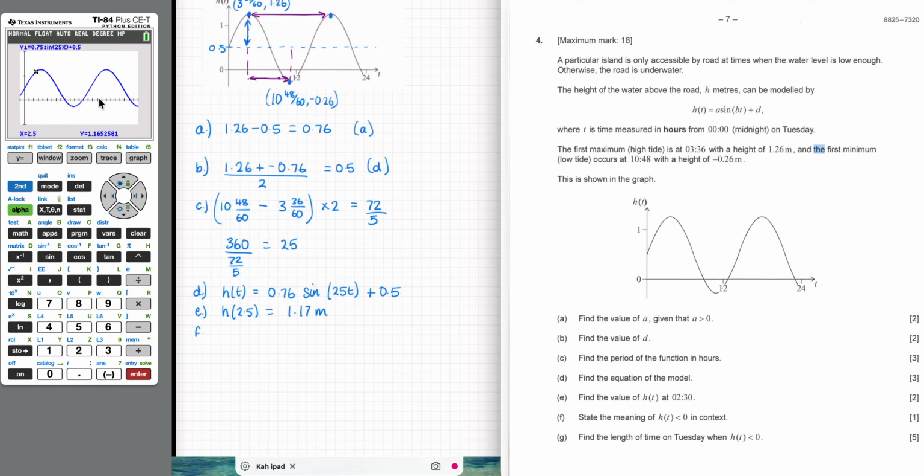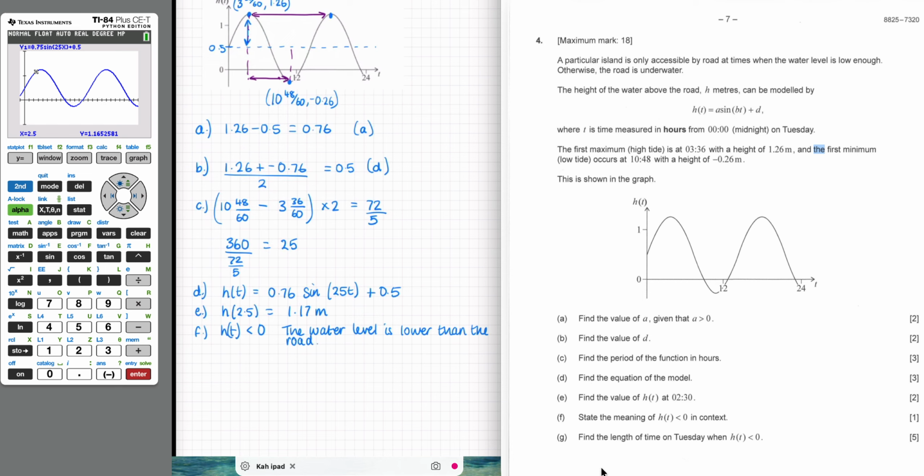And then for part F, state the meaning of h of t is less than 0. So h of t is less than 0 is just when the road is accessible. So the water level is lower than the road. Okay, which means that the road is accessible.